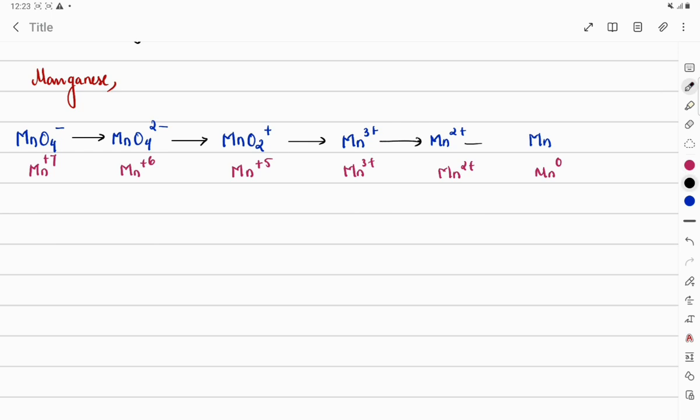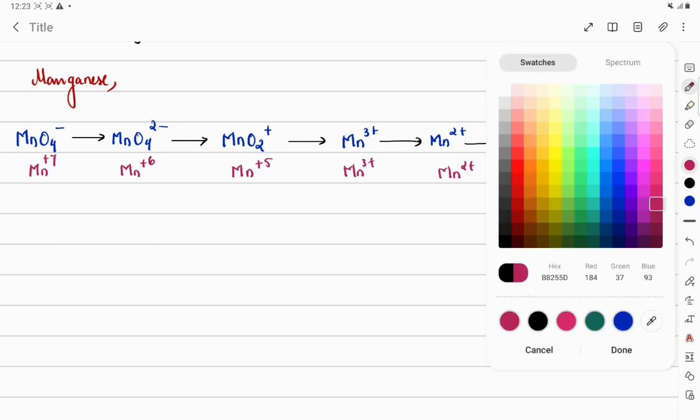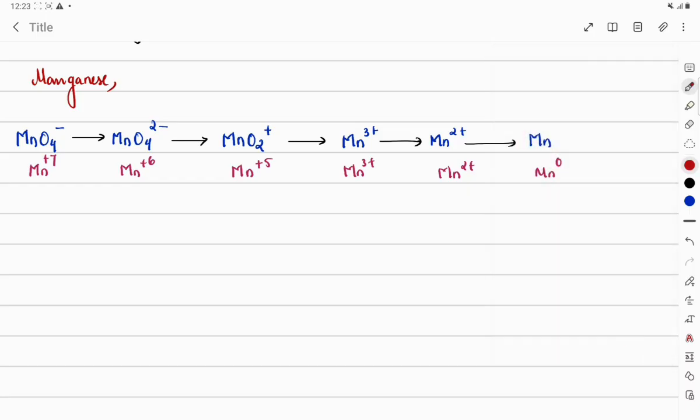So just as I told, we are supposed to write the reduction potential values for all of this in each step. So for this step, that is from +7 to +6, the value is 0.56 volt. From +6 to +5, it is 2.26 volt. +5 to +3, 0.95 volt. Why have we skipped +4?